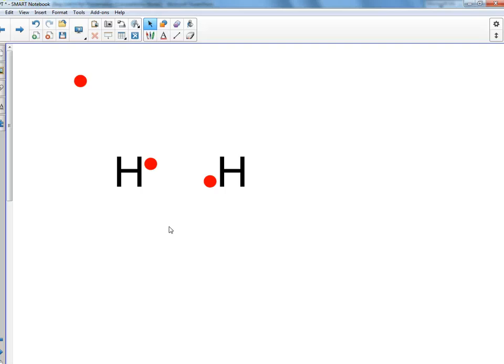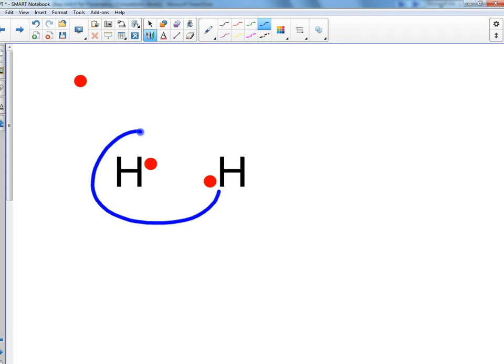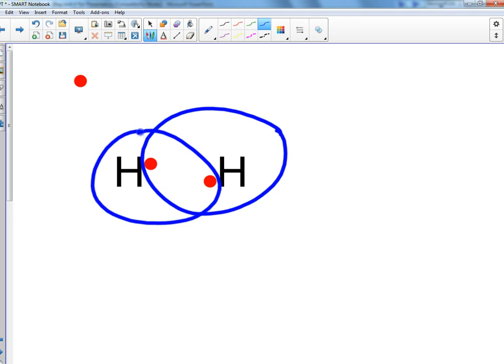We can represent that sharing by using circles. You can imagine that this hydrogen atom is going to share an electron with this hydrogen atom, and this hydrogen atom is going to share an electron with this hydrogen atom. Where those circles overlap, that is our covalent bond. And so we can represent the hydrogen atoms like this. We could also represent the hydrogen atoms sharing a pair of electrons by drawing a line.